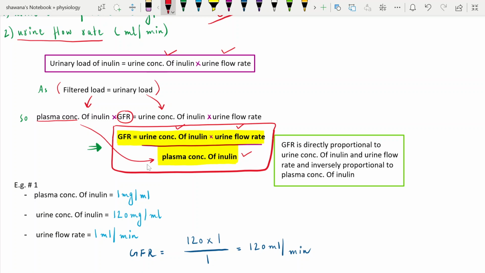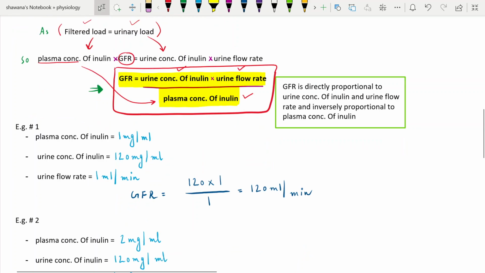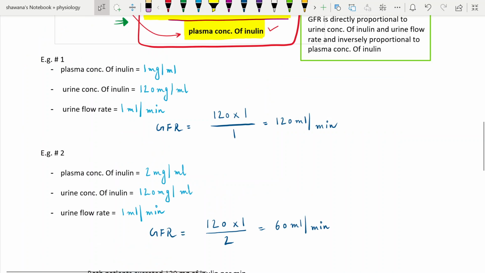You don't need to memorize this equation. You can just logically make your own equation. It's very simple. Just put the filtered load values and put the urinary load values, and you are good to go. Let's talk about the first example.